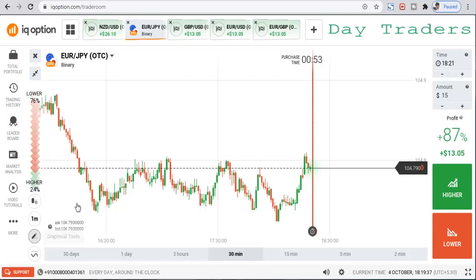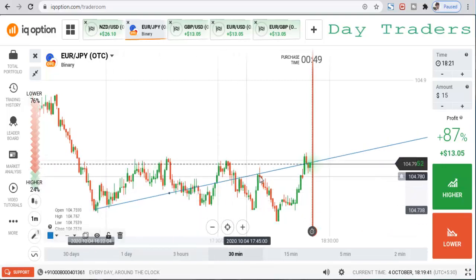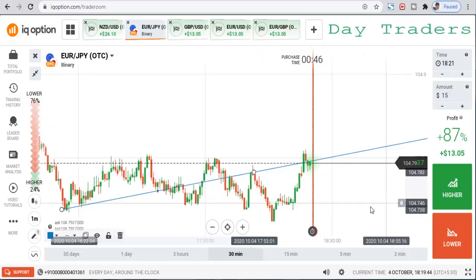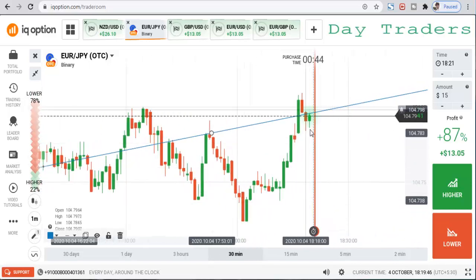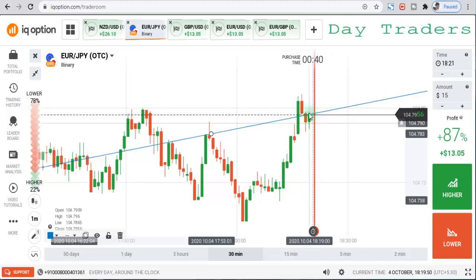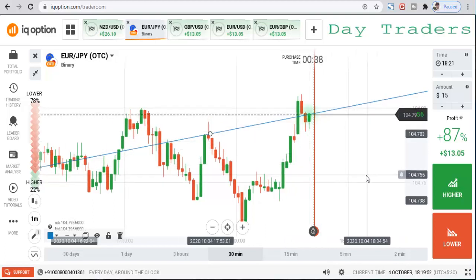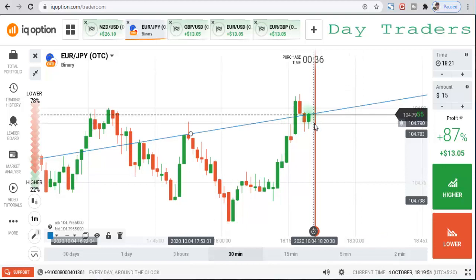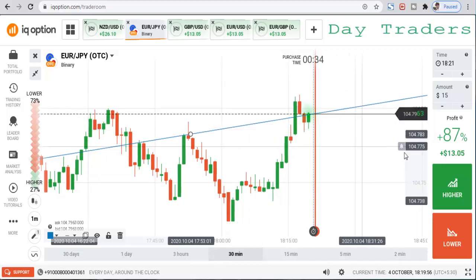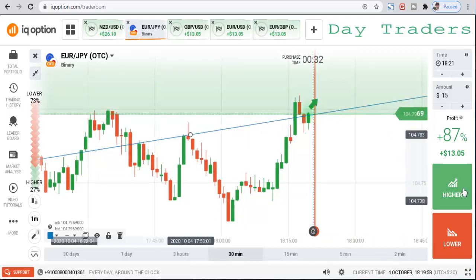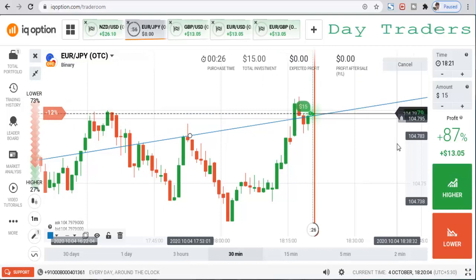Okay, let's check the major levels. This is a major level, and this is also a major level. Okay, it breaks the level. After that it makes a retracement candle. This is a very strong bullish candle. Try to place a higher option. Okay, no problem. I'll place a higher option.